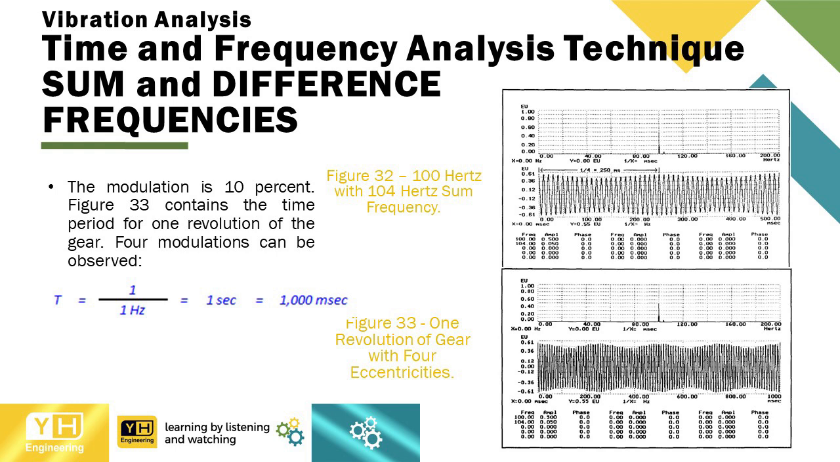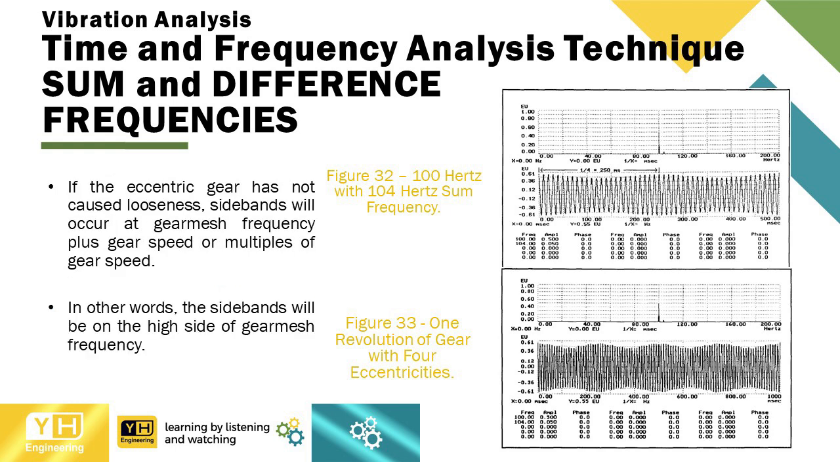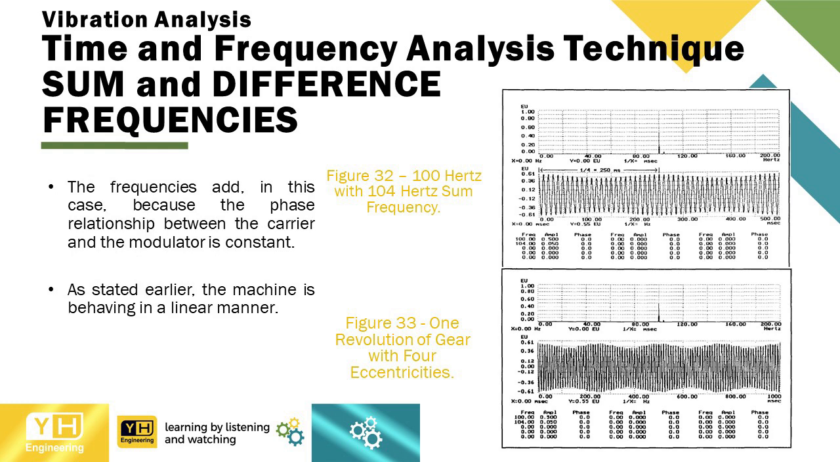equal to 1000 milliseconds. If the eccentric gear has not caused looseness, sidebands will occur at gear mesh frequency plus gear speed or multiples of gear speed. In other words, the sidebands will be on the high side of gear mesh frequency. The frequencies add, in this case, because the phase relationship between the carrier and the modulator is constant. As stated earlier, the machine is behaving in a linear manner.